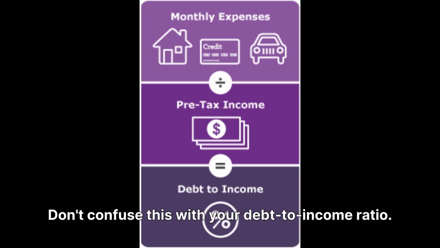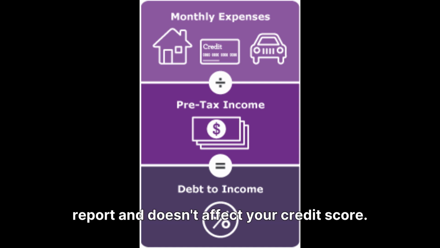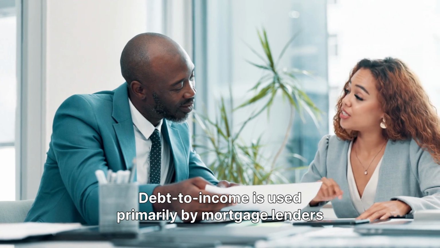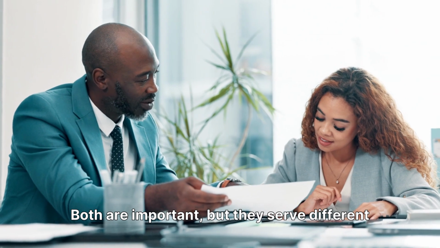Don't confuse this with your debt-to-income ratio. Your income is not on your credit report and doesn't affect your credit score. Debt-to-income is used primarily by mortgage lenders to see if you can afford monthly payments. Both are important, but they serve different purposes.